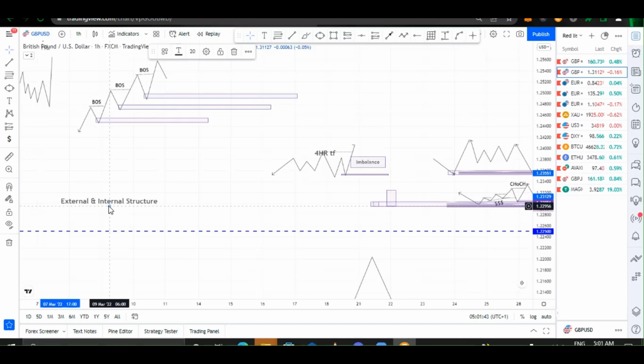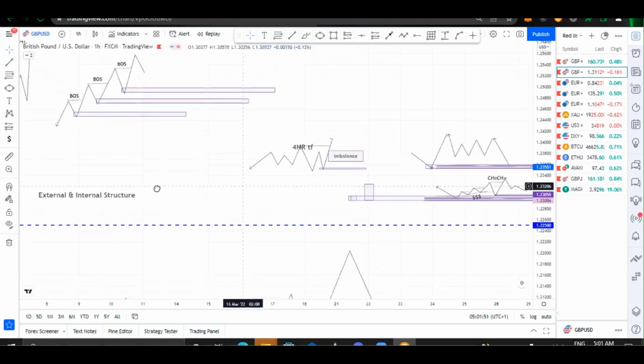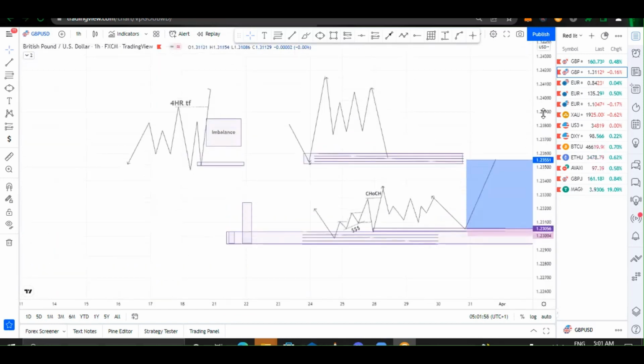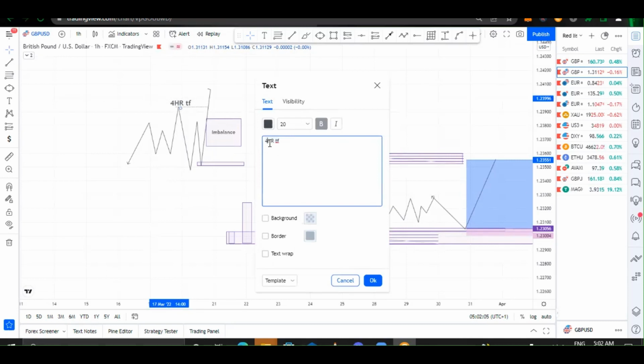So the external structure would be the bigger time frames, while the internal structure is actually the smaller time frame. So I'm going to use some of the diagrams that we had from the other classes to explain a little bit about external structure. So let us assume this is the weekly time frame. Okay, let us assume this is the weekly time frame. This is the weekly time frame.